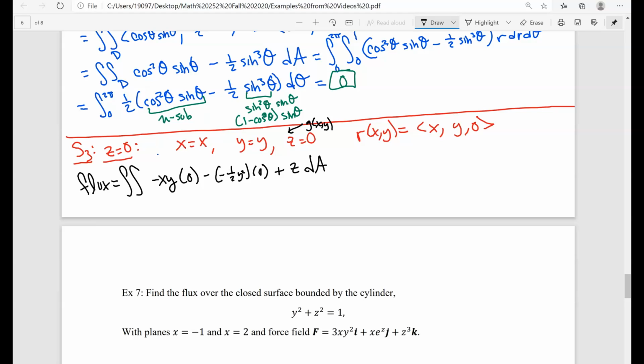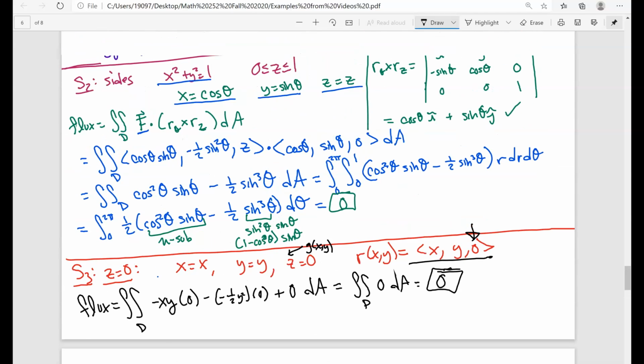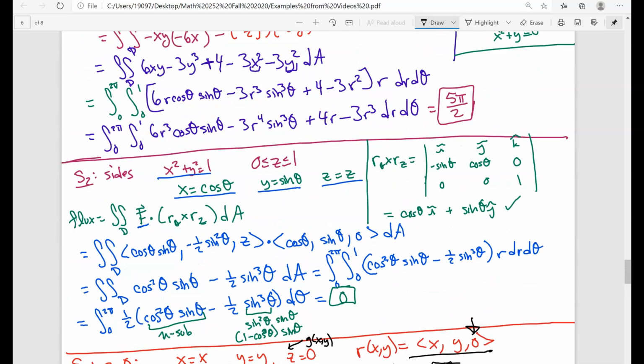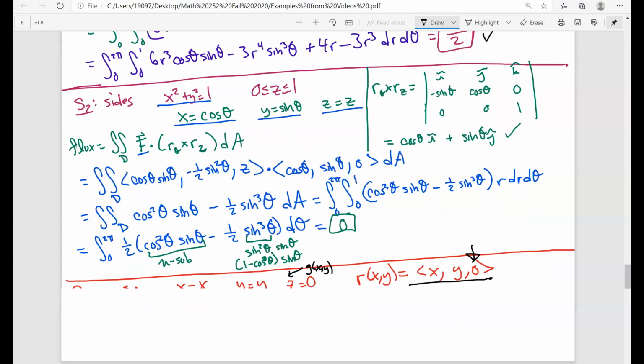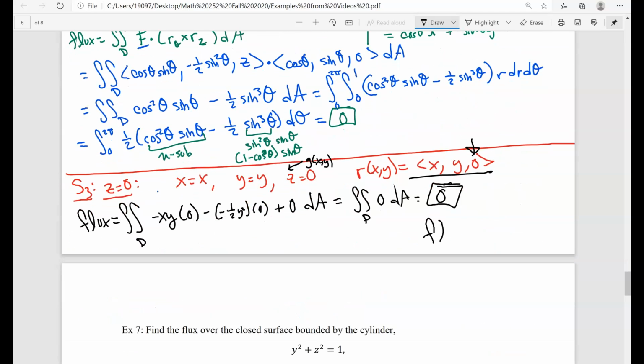Remember that z is not part of the parametric equation. Z is just equal to 0. So this actually goes to 0. So all we have is a double integral over the region D of 0. That's just going to give me a big fat 0. So my overall flux is going to be the sum of all of these different sides, which is only going to account for one thing, which is 5 pi over 2. So my flux in this case is going to be equal to 5 pi over 2.